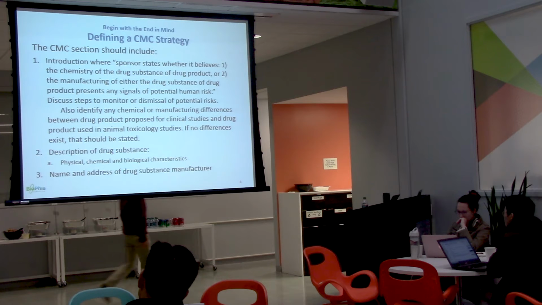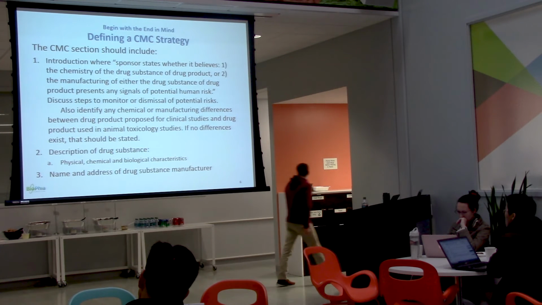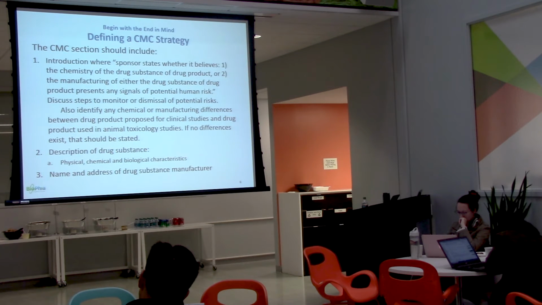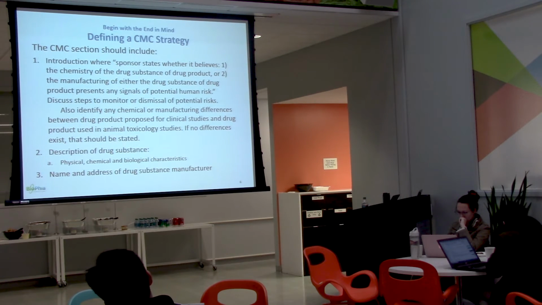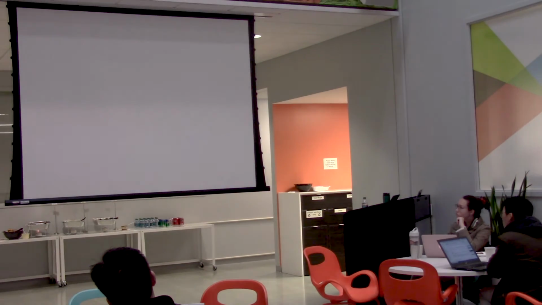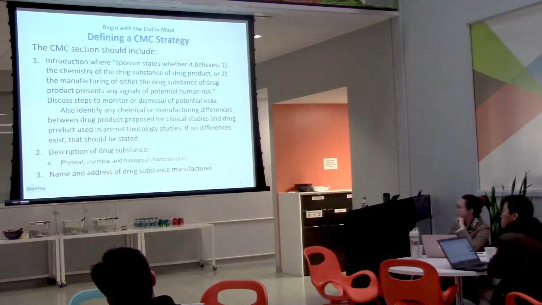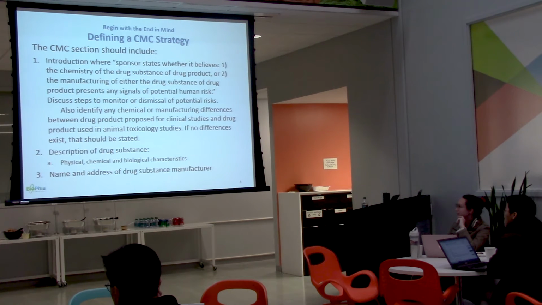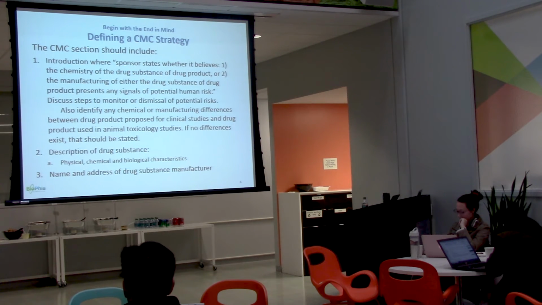That's ideal, but generally that's not real practical. And so you have to demonstrate that there's no differences between what you showed to be safe in the animal studies and what you plan to use in the first human studies. So that's part of the introduction. And then the second part of this is a description of the drug substance. What is its physical, chemical, and biological? So where is it made? Number 3, the name and address of the drug substance manufacturer. Next slide, Ed.